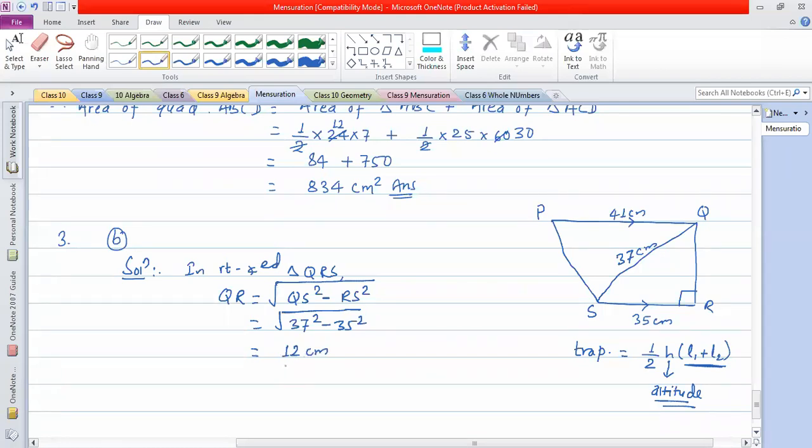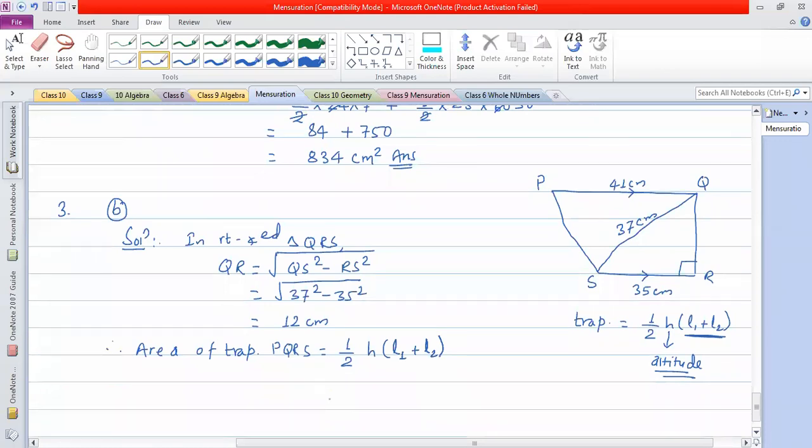Now after obtaining QR, we obtain the height or altitude of trapezium, isn't it? Therefore, area of trapezium PQRS equal to 1 by 2 L1 plus L2. Okay, L1 plus L2, or you can write A plus B also, no problem. In some books, some people are found writing A plus B, no problem. 1 by 2 into H, just we obtained 12. L1 is 35, L2 is 41.